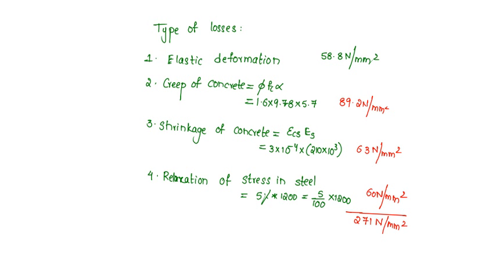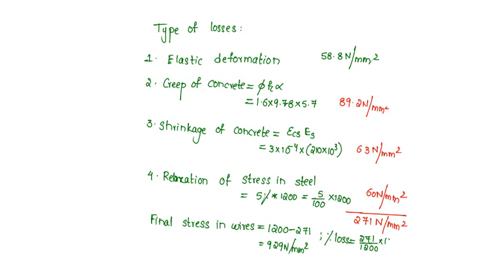And the final stress in wires will be equal to initial minus loss. Initial is 1200 minus loss is 271. So that will be equal to 929 Newton per mm square. And the percentage loss will be total loss by initial 1200 into 100 to convert into percentage. So that will be equal to 22.58%.